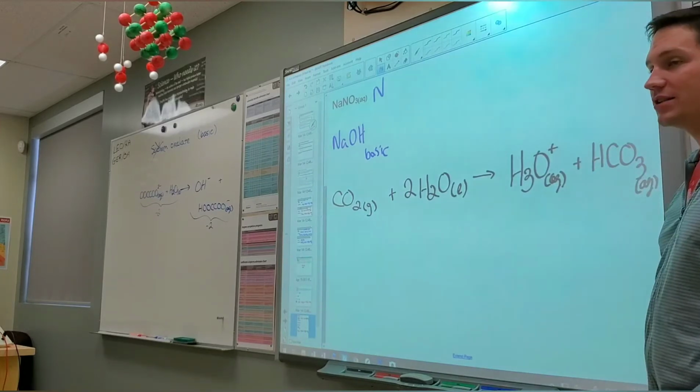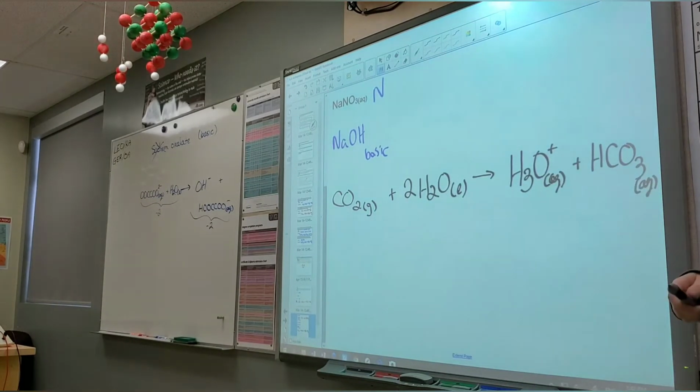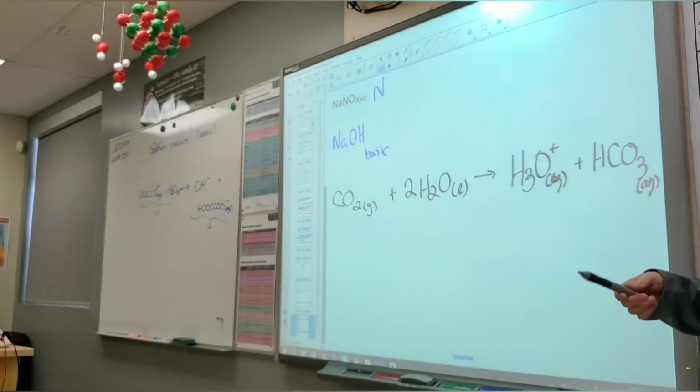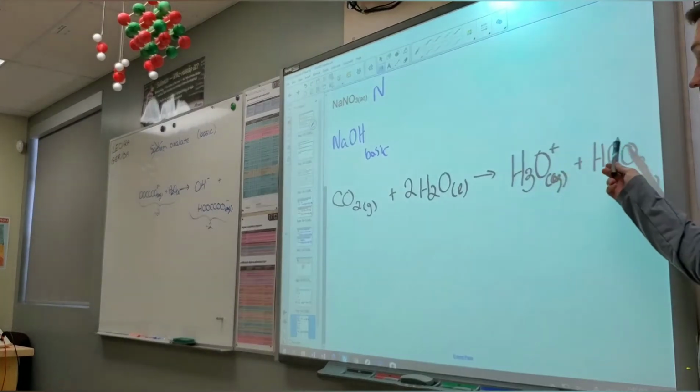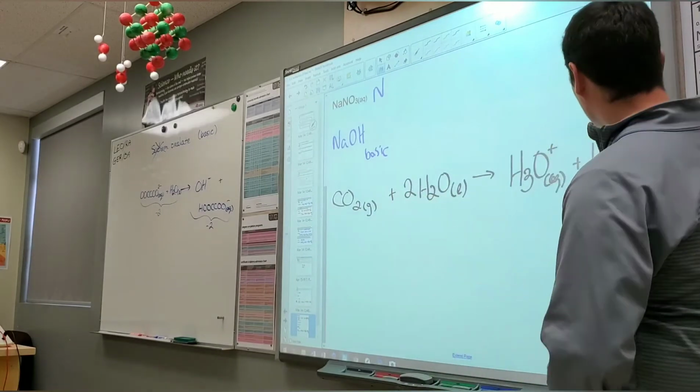And what charge does the HCO3 have to be? It has to be negative. Why does it have to be negative in this? This charge and that charge have to equal 0, right? Good.